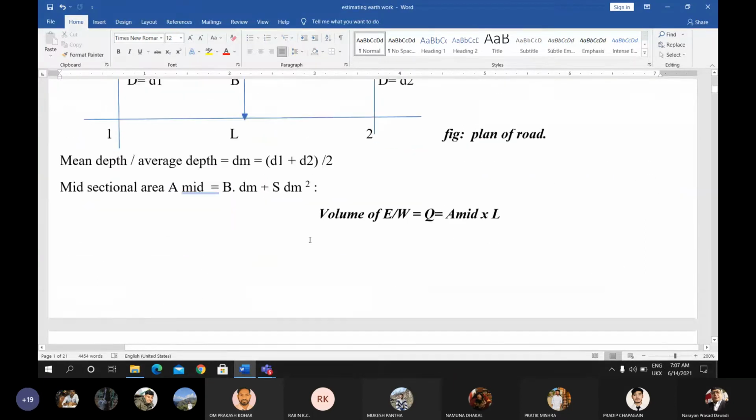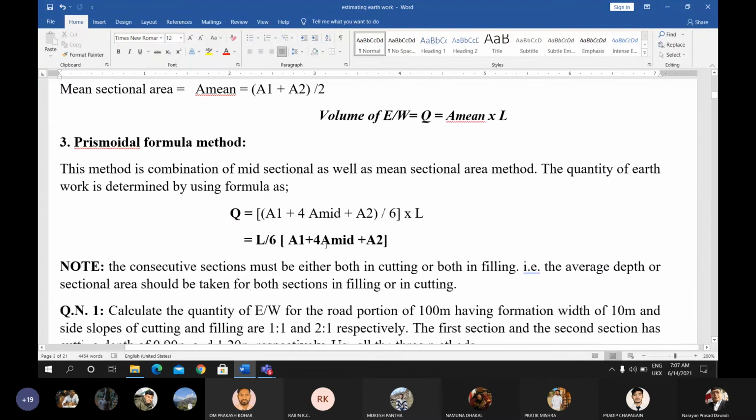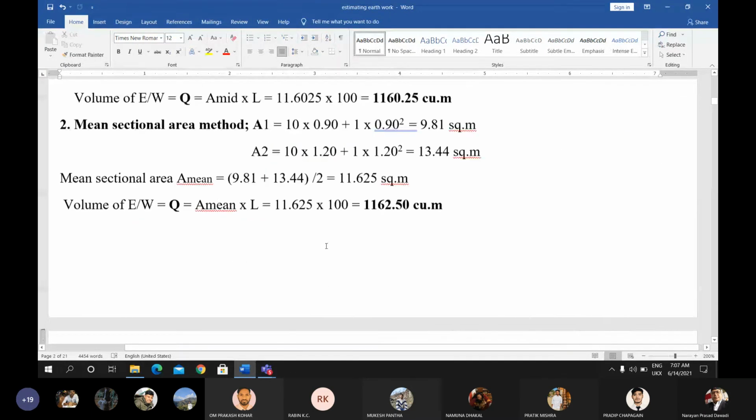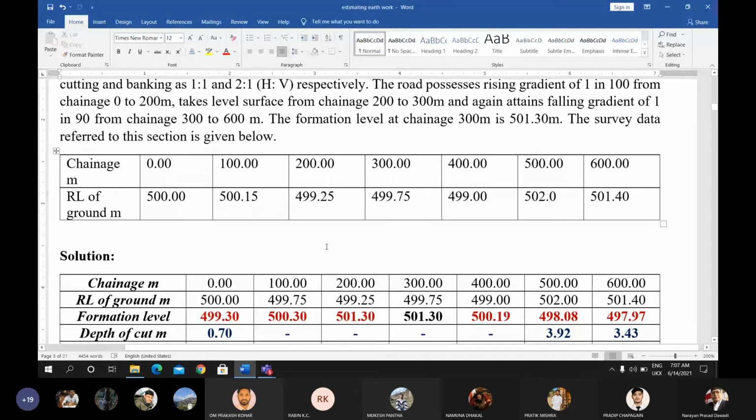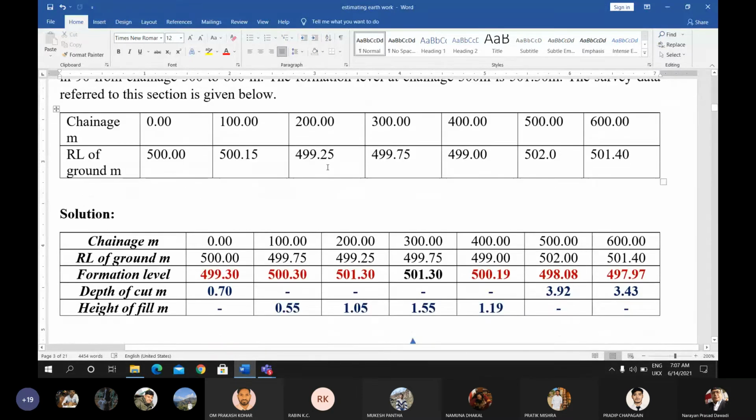Okay. Now, we don't know whether the sections are in cutting or filling. First of all, we have to find the sections. Now, this is the challenge. This is the question given here. Now, I am going to solve this problem. First of all, we have to find the depth of cut or the height of bank.